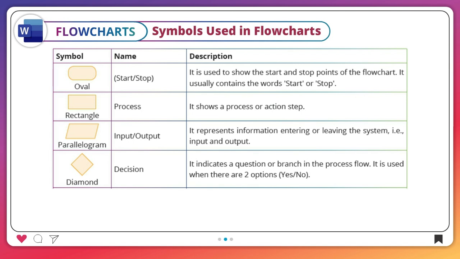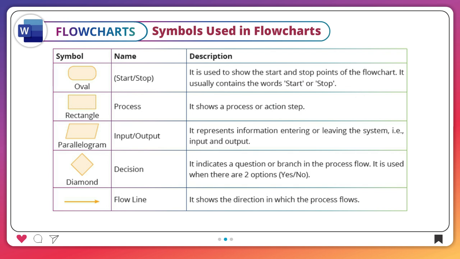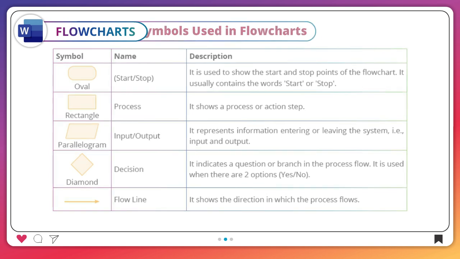Diamond. Decision. It indicates a question or branch in the process flow. It is used where there are two options, yes or no. Flow line. It shows the direction in which the process flows.